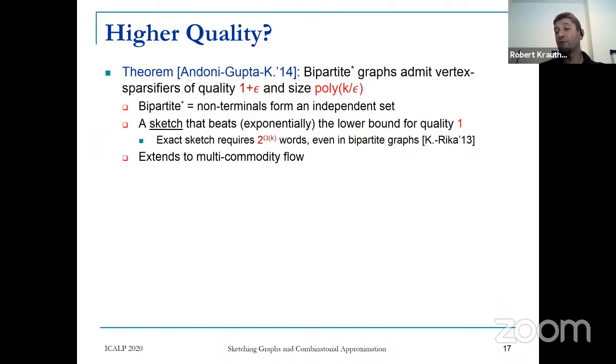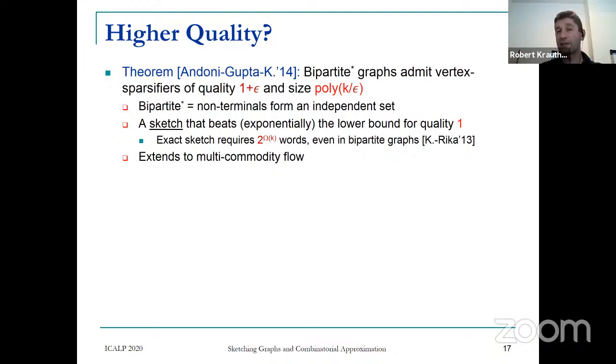Okay, so we now want to look at better approximation, and the best goal that we would like to have is something like 1 plus epsilon approximation, not logarithmic. So in a paper with Andoni and Gupta, we were able to prove something like this, not 1 plus epsilon quality in general, but in a restricted setting of bipartite graphs. Bipartite graphs means that you have the terminals on one side, the non-terminals on the other side, and the graph is bipartite between them.